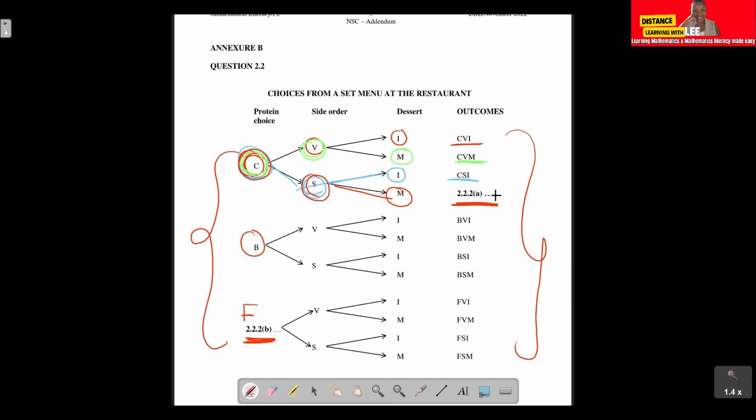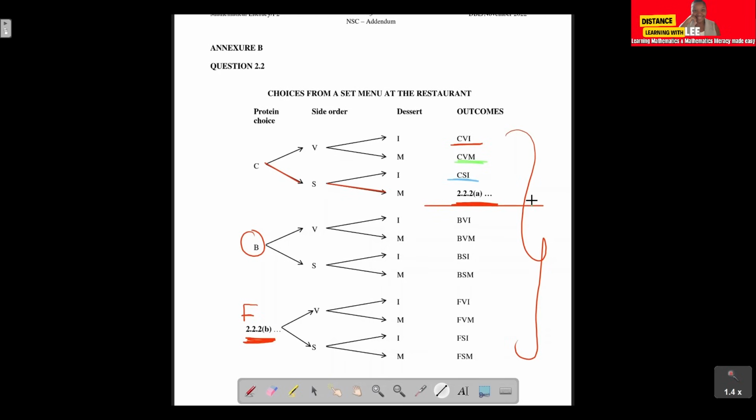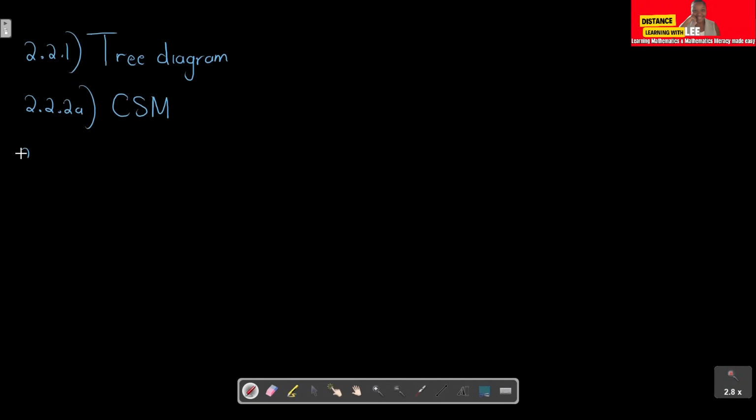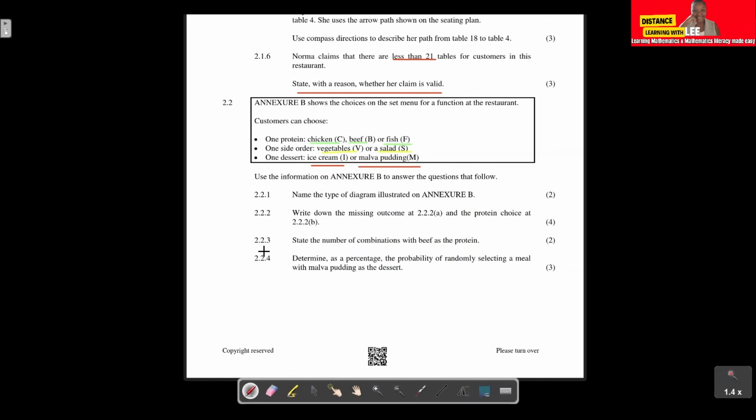And that is that outcome there. So that missing value is for your chicken, and you move from your chicken to your salad to your malva pudding. Let me just highlight that properly. From the chicken to the salad, going down to the malva pudding, that is the outcome there. So it's chicken, salad, malva pudding. So it's CSM. That is the missing value there. For question 2.2.2A, it's CSM. For question 2.2.2B, the missing value there is your fish, your F, because remember, we were given three proteins that you could choose from. So for question 2.2.2B, the missing outcome is your fish, or you can even just write it as F.